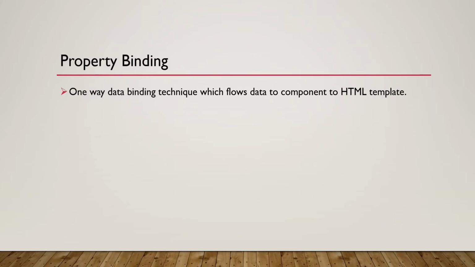Property binding is also a one-way data binding technique which flows the data from component to HTML template. In property binding, we can bind a property of a DOM element to a field which is defined as a property in our component. The properties bound to an element are always present using square brackets.